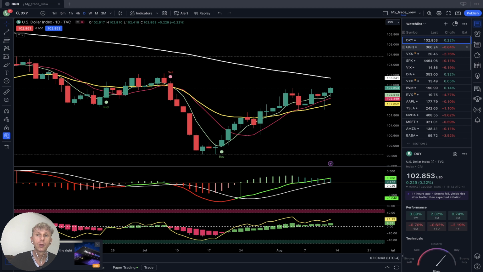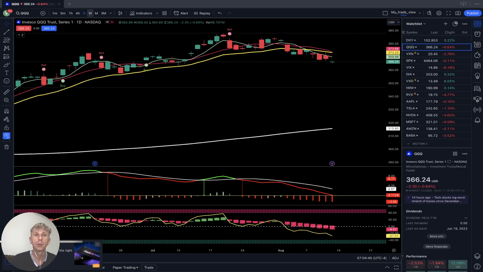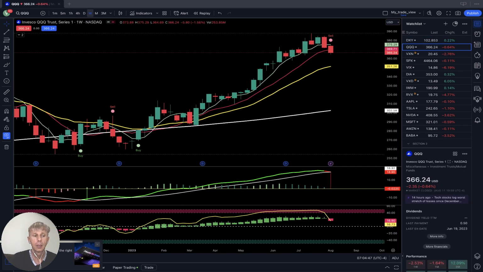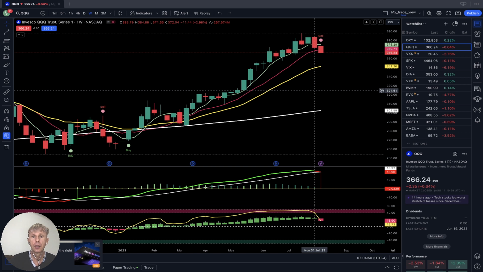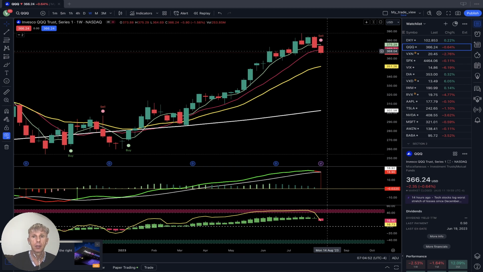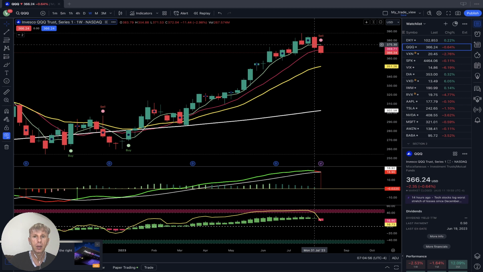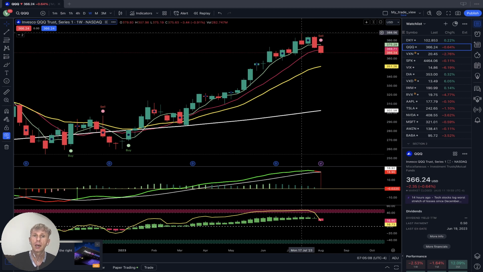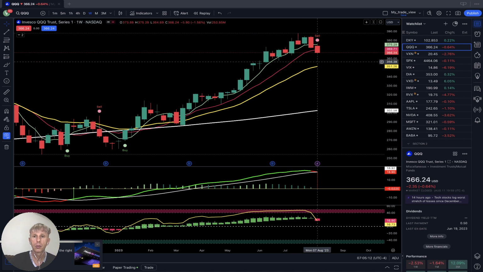Now let's move to QQQ, starting with weekly. Similar over the last 2 weeks, two red bars. Previous week was a minus 3% bar, this week was a minus 1.5% bar. Together it's minus 4.5%. From the top it's about 5%, so QQQ already cut 5% from the top.